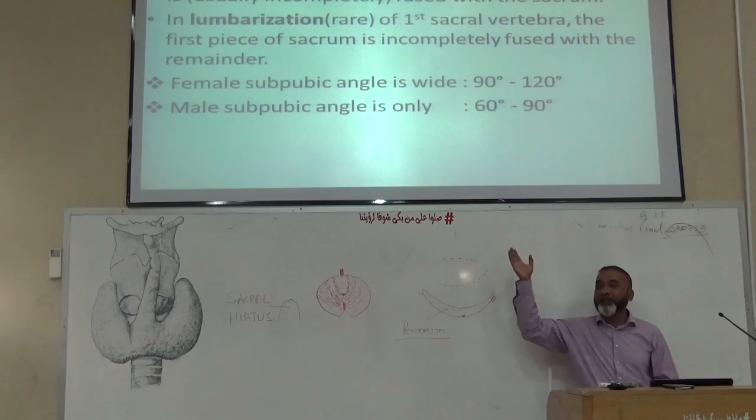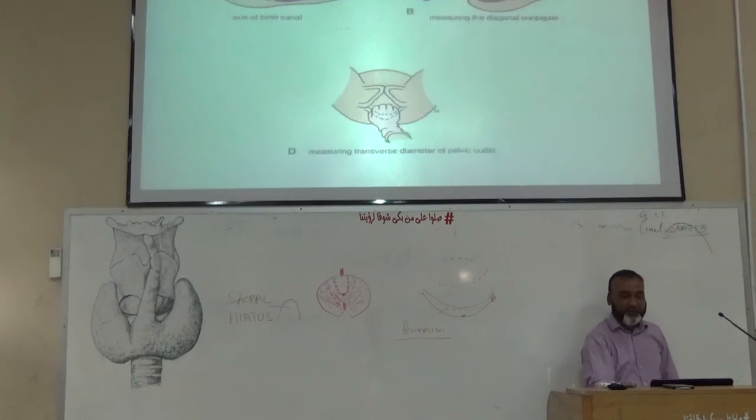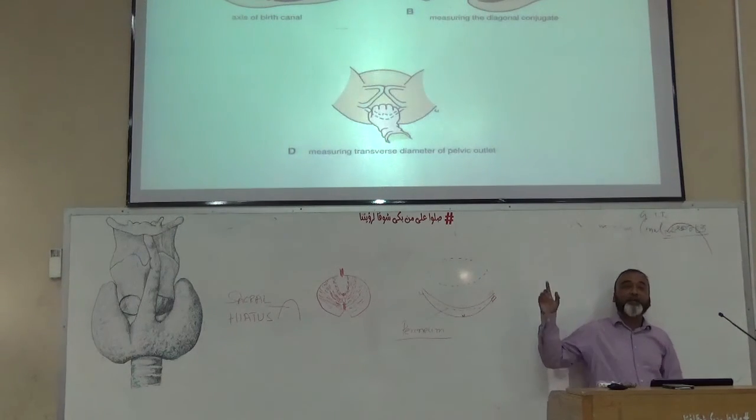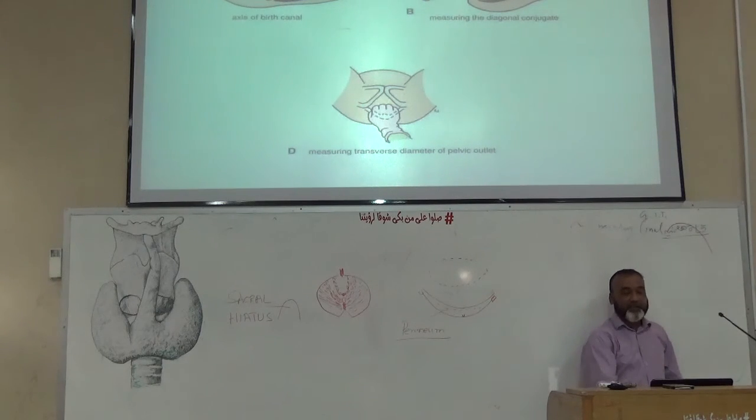And the same angles, the pubic angles, male and female, there are differences between the two. Now this diagram, you can see the first part showing the axis of the passage of the fetus, or the birth canal. This is also named as the birth canal.